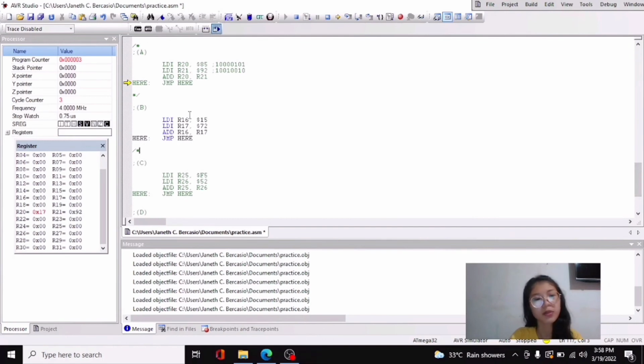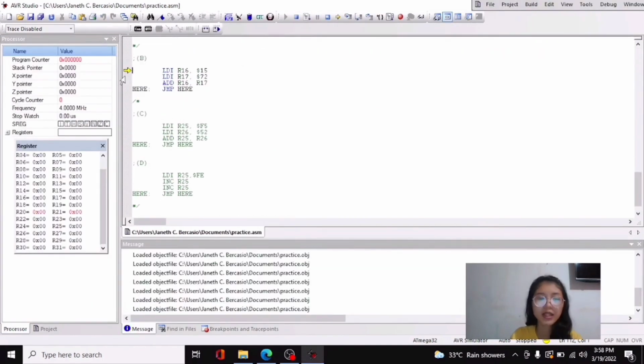Now, I will simulate the program. For letter B, we loaded 15 hex to R16 and then 72 hex to R17. Now, adding both numbers, C is not activated. C is 0 since it did not turn black.